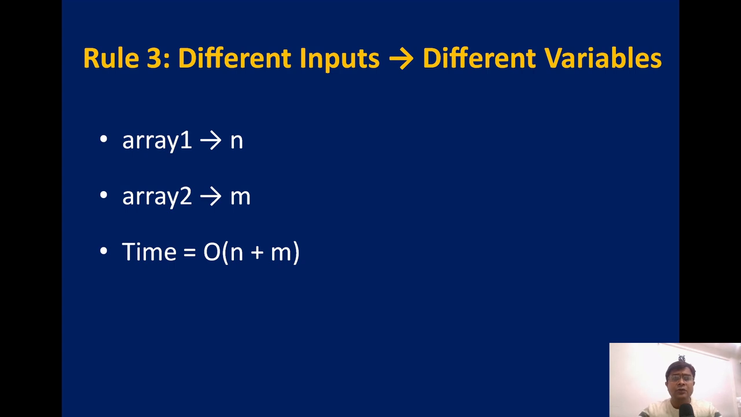Then you have rule 3: different inputs, different variables. For different inputs, you need to take different variables. Let's assume you have array 1, which you denote as n, and array 2, which you denote as m. If you want to calculate the time, it is O of n plus m, since they are being added.